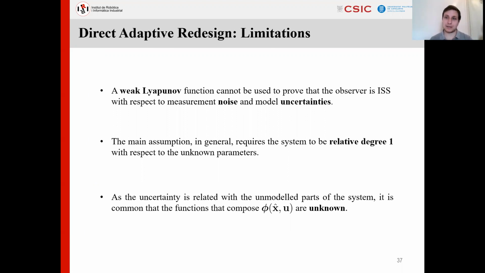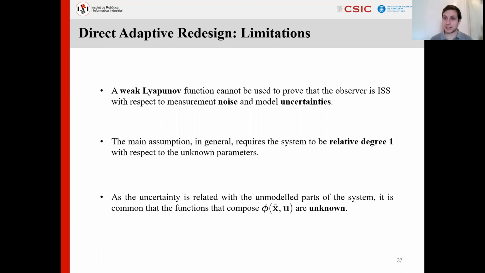A second issue is that finding that function g for the parameter adaptation dynamic implicitly requires the system to be relative degree 1 with respect to the unknown parameters. This means that all the unknown parameters appear in the first derivative of the output. And finally, in some scenarios, the functions that compose the regressor vector phi are unknown.